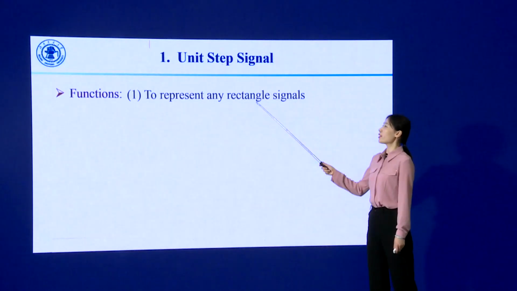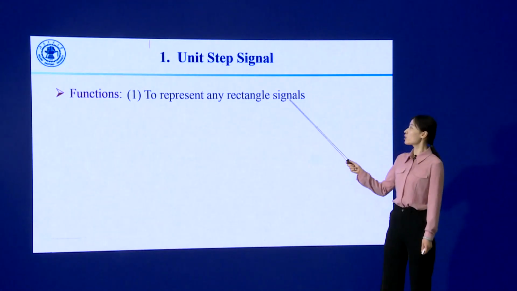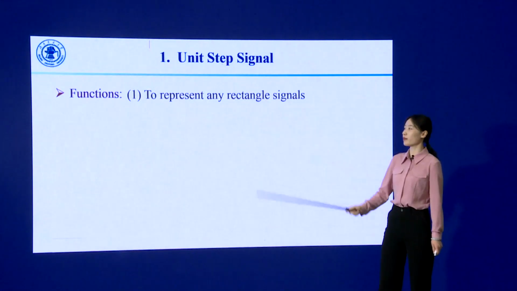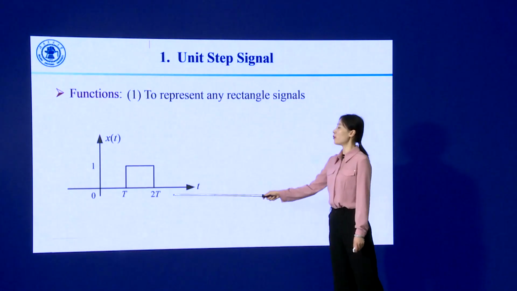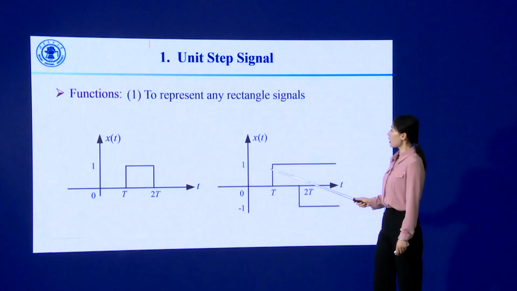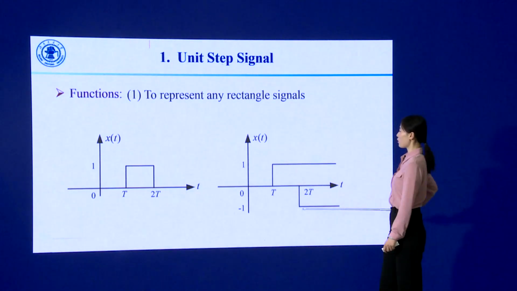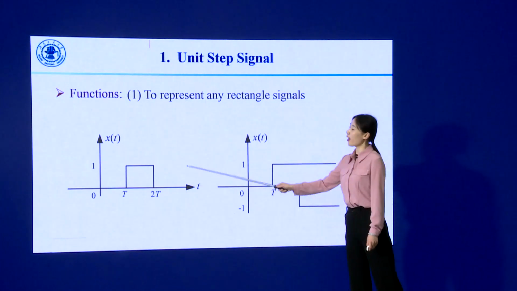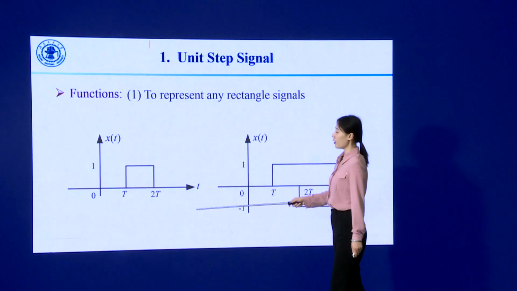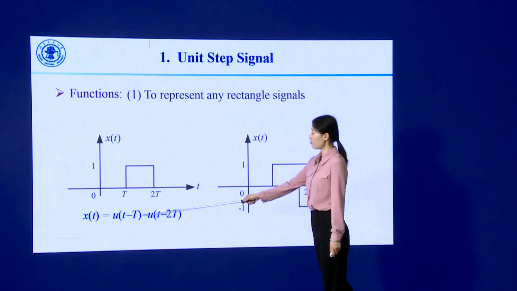The unit step signal can represent any rectangular signals. Here is one example. We can use the summation of two step signals to represent this signal. Here is the expression formula.